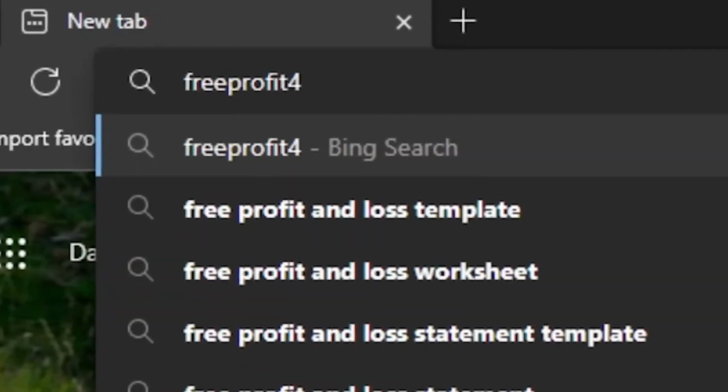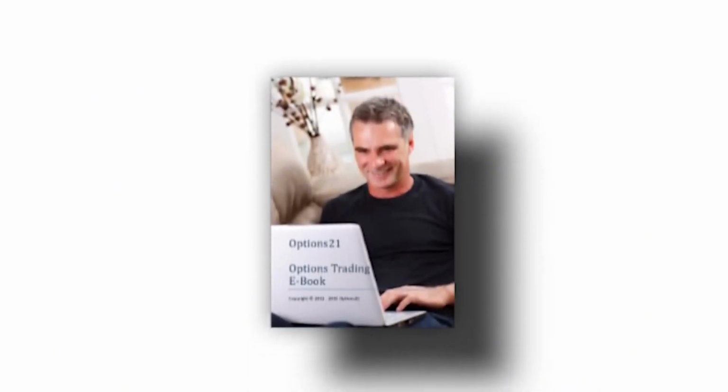That way you don't have to go to a scammy website like freeprofitforyou.net and download their free ebook just to get a virus on your computer.